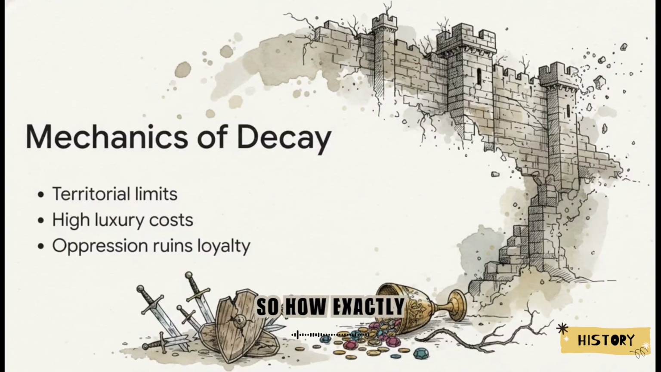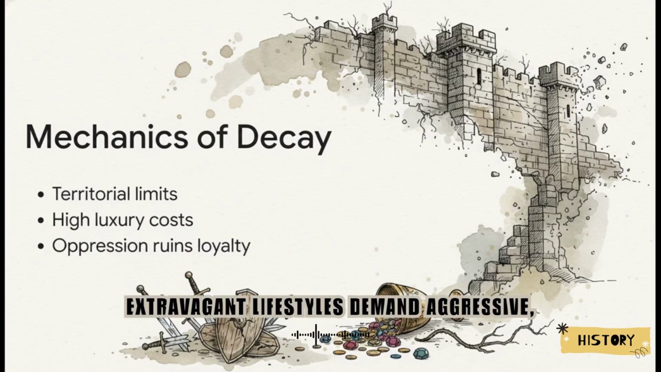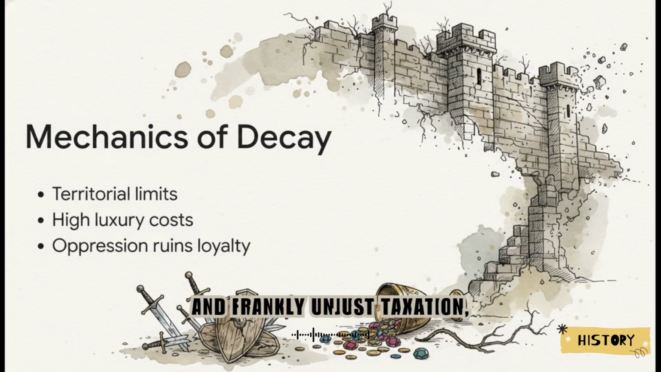So how exactly does the organism die? Well, first it hits a territorial ceiling. An empire can only expand as far as its population and its Asabiyya can physically protect it. If you stretch too far, the outer edges become weak and just break off. Second is the cost of luxury. Extravagant lifestyles demand aggressive, heavy, and frankly unjust taxation, which completely ruins the economy.